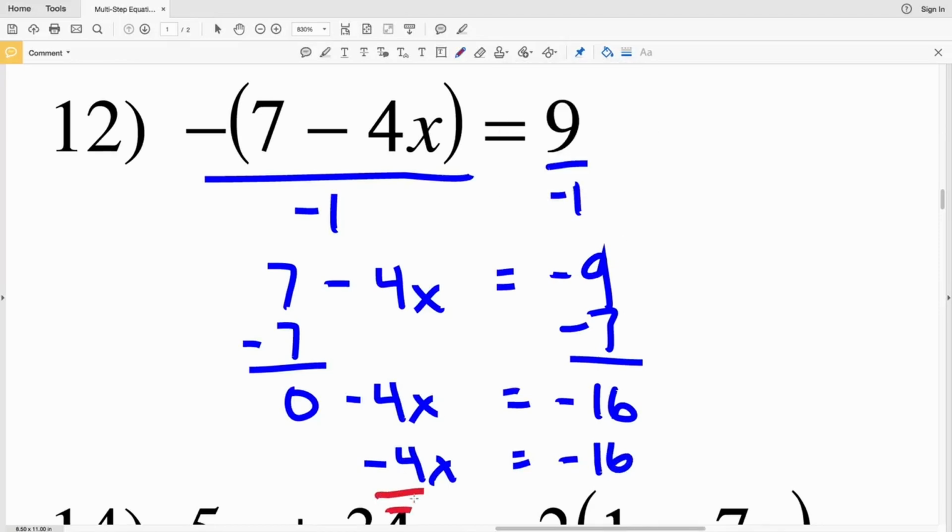Then we're going to divide by negative 4. When we divide by negative 4, we're going to get that x is equal to negative 16 divided by negative 4, which is a positive 4. So x is equal to a positive 4.